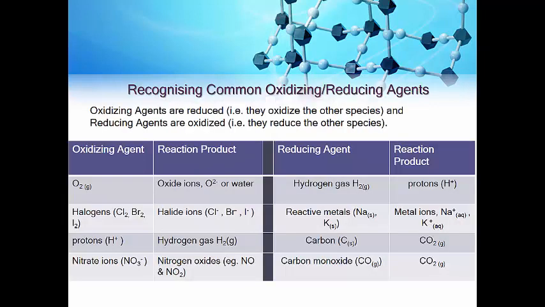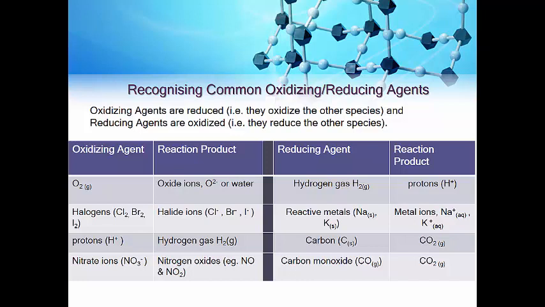So here's a table of common oxidizing and reducing agents. If something is being oxidized, it's acting as a reducing agent, and if something's being reduced, it's acting as an oxidizing agent. By being reduced, the other species that it's close by to is being oxidized. So it's an oxidizing agent. It's the opposite to what's happening to itself. It's making that happen to the other species that's close by.